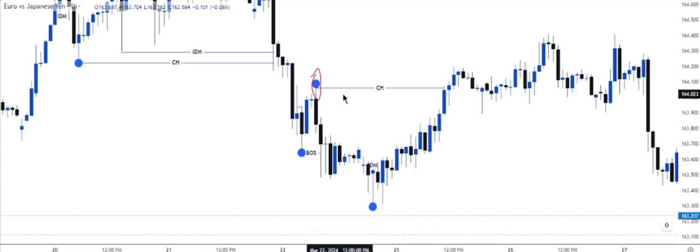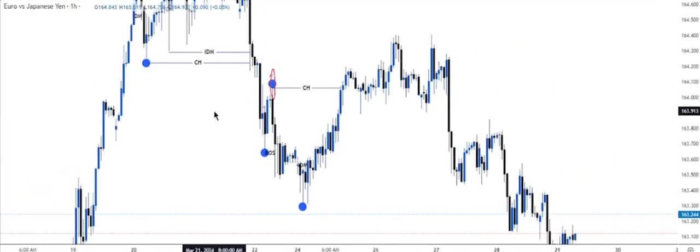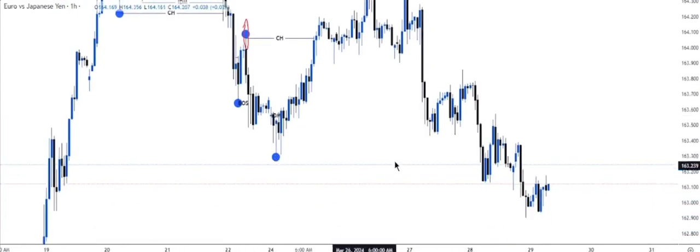And where is that inducement? Here. This is the inducement on the 1H, where you marked the change of character on your 15M. It's actually 1H inducement. And that's why when price took it out, even though price closed above, price after closing above mitigated something here and continued with the downtrend to break this structure low.